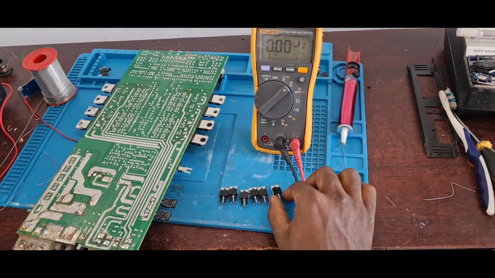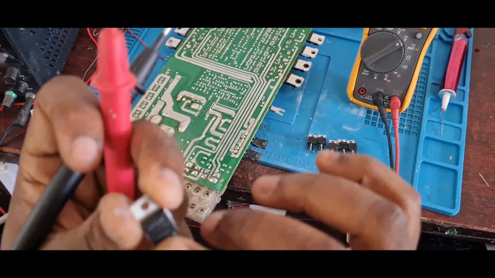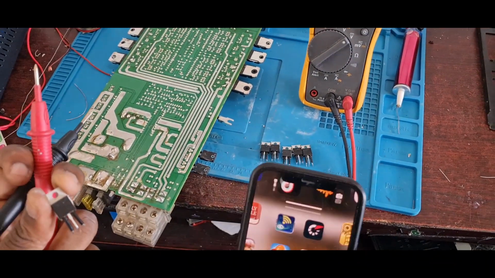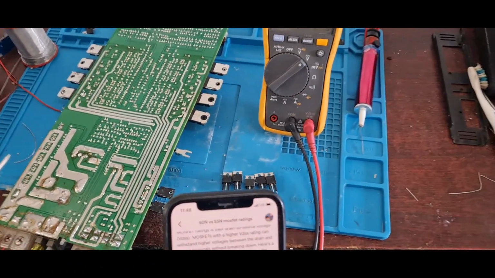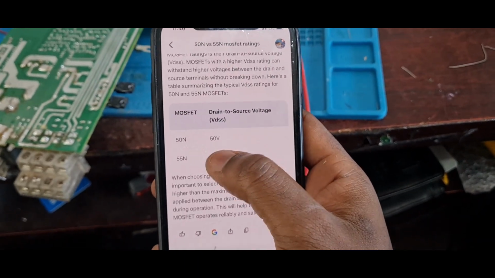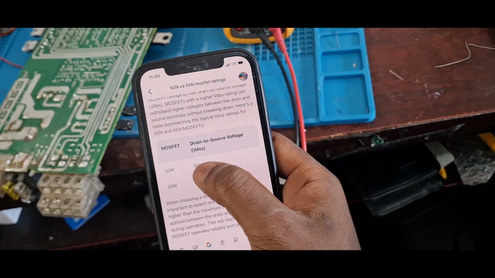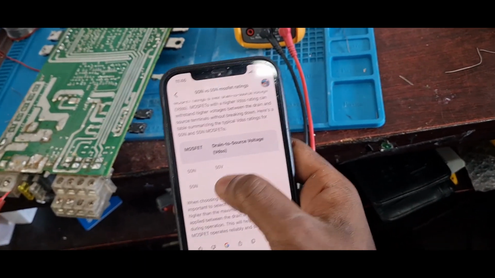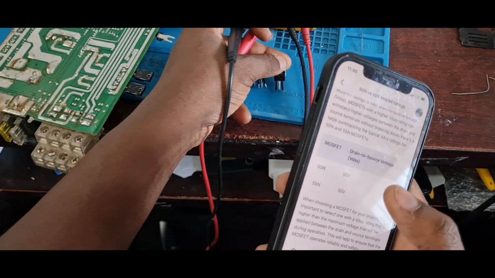Yes friends, so I succeeded to take out the MOSFET that was on. This is a 50N06. So I did some research about the differences between a 50N06 and a 55N06. Actually it was supposed to be a 55N06. So this can control 55 volts, the drain to source voltage, but the 50N06 can only control 50 volts, which is also fine, but I would rather use something of 55 volts or more for this application.